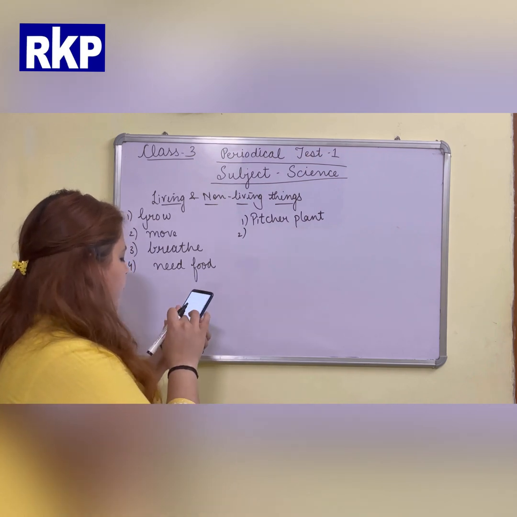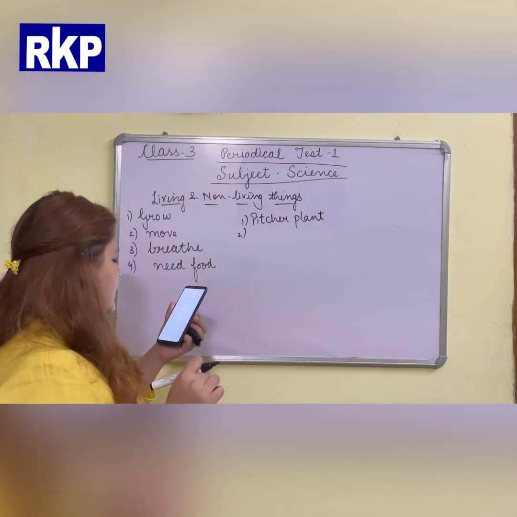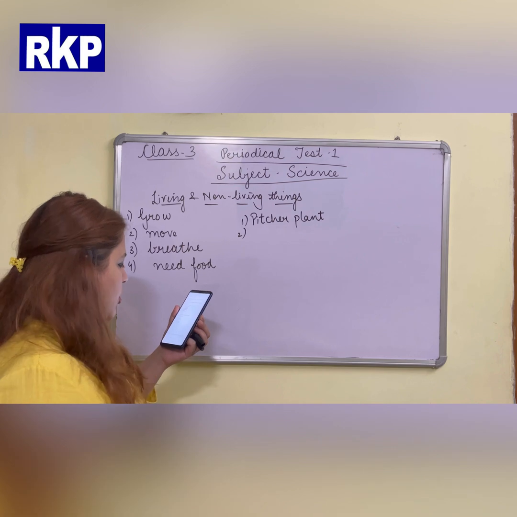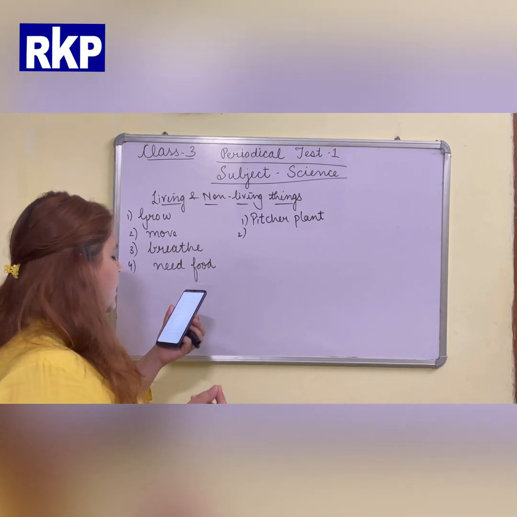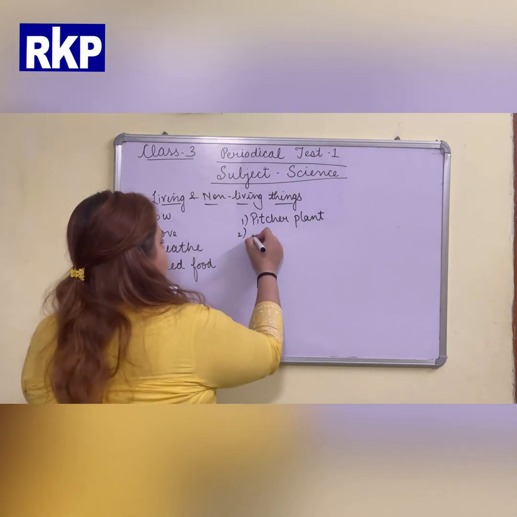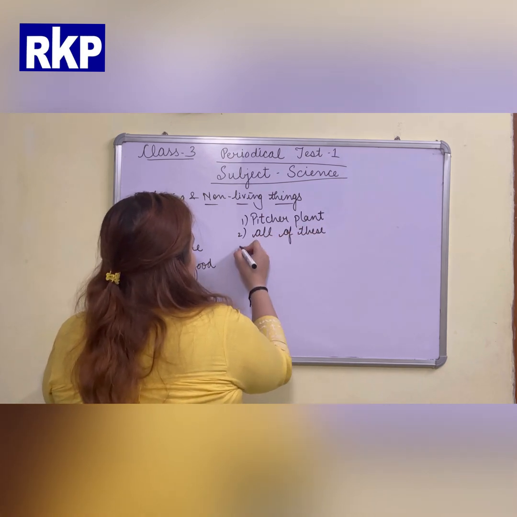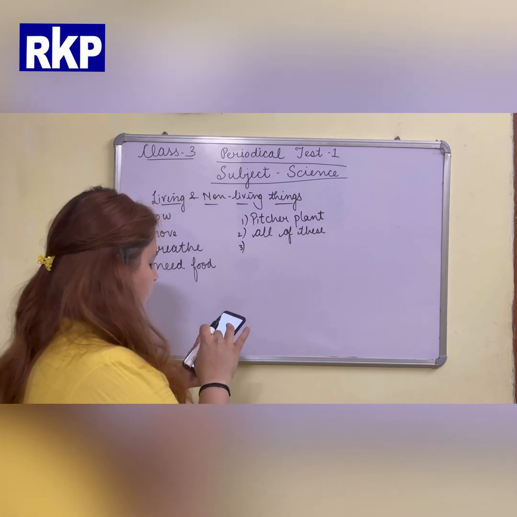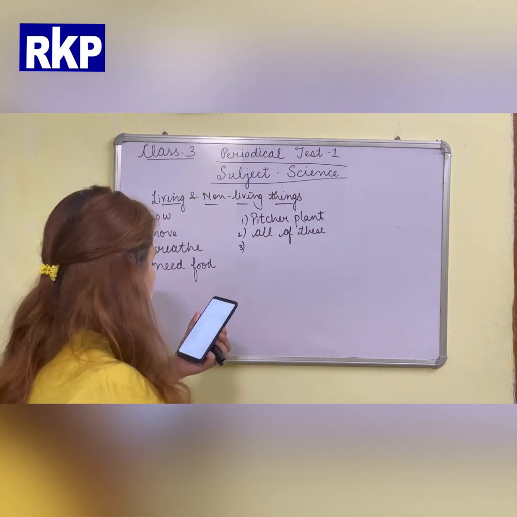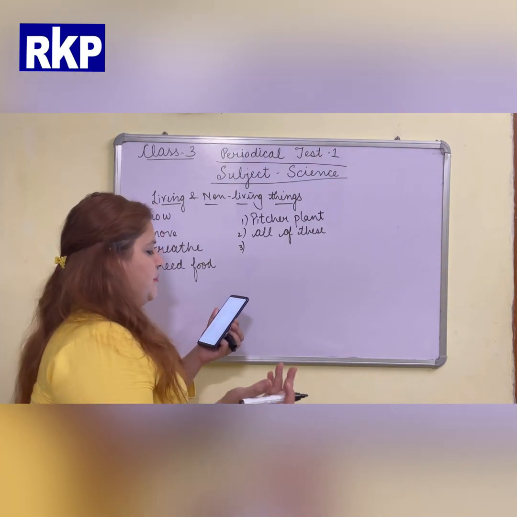Second question: which of these living things lay eggs? The options are snakes, crocodiles, frog, or all of these. The answer is all of these. All of these living organisms lay eggs, and by laying eggs, they reproduce.